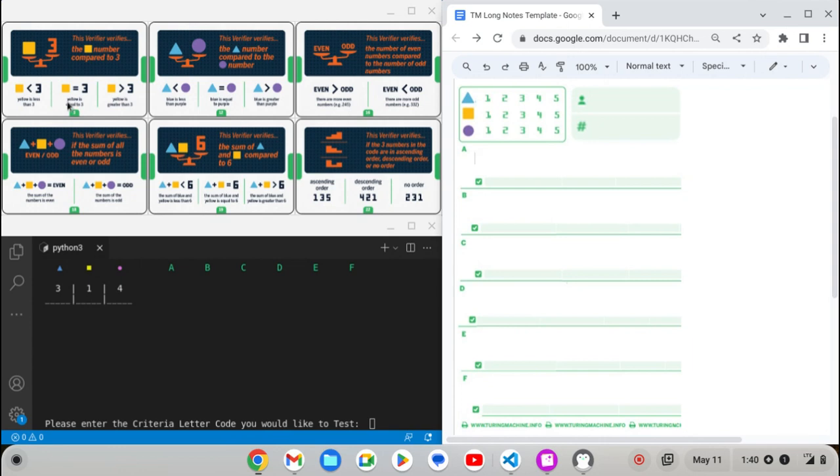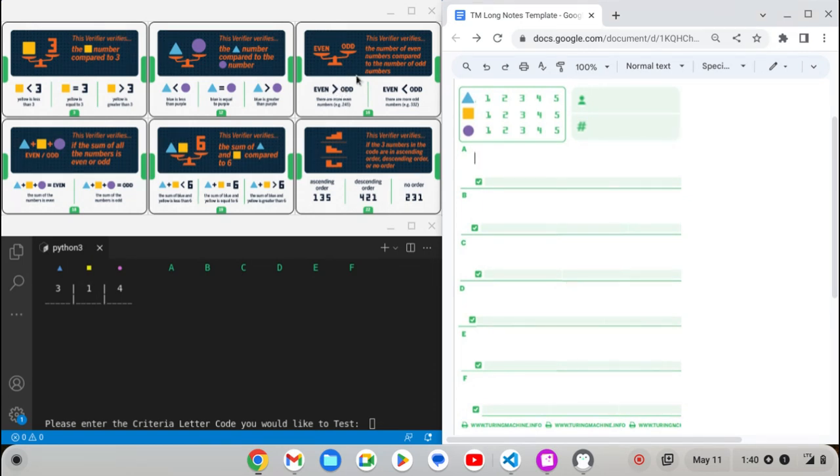So criteria A is comparing the middle digit, the square digit, with the number 3. Is square less than 3? Is square equal to 3? Or is square greater than 3? Criteria B compares the first and last digit, the triangle and the circle. And it's basically asking whether the triangle is less than the circle, is the triangle equal to the circle, or is the triangle greater than the circle.